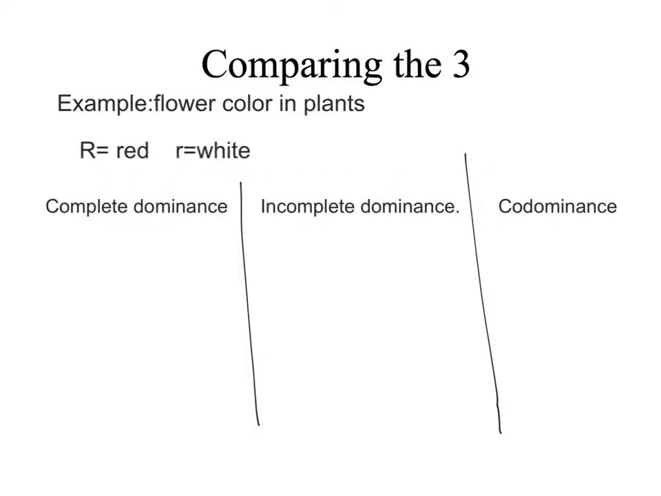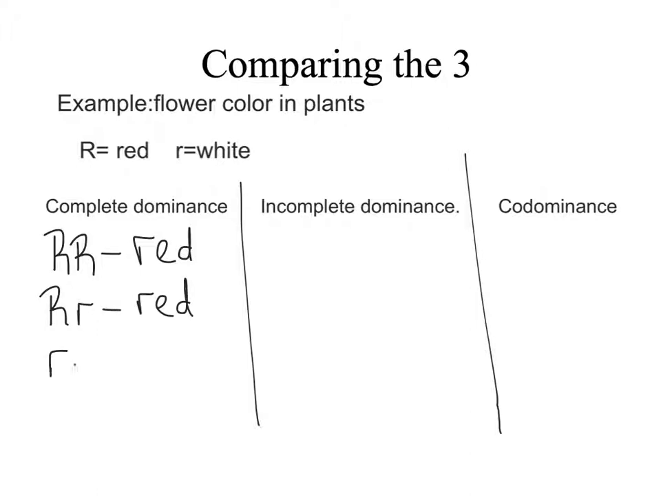Let's compare the three types of dominance. We're going to use the example of flower color in plants. The capital R will be the red allele, the lowercase r will be the white allele. For complete dominance, if the genotype is homozygous dominant, the individual will be red. If there's a heterozygote, they will also have red flowers, and homozygous recessive will have white flowers. So in this case, the dominant allele completely hides that recessive allele.